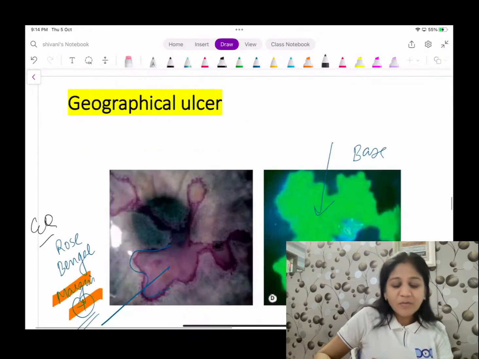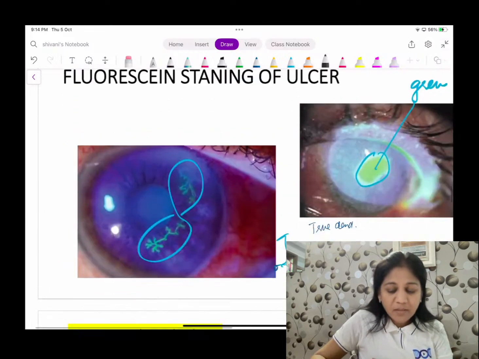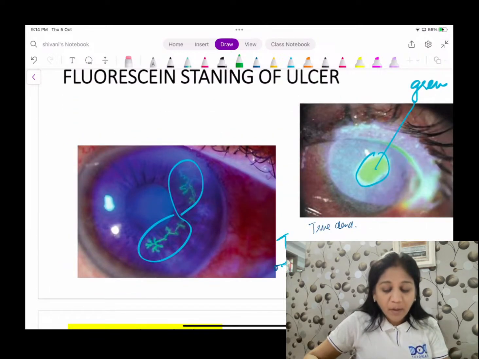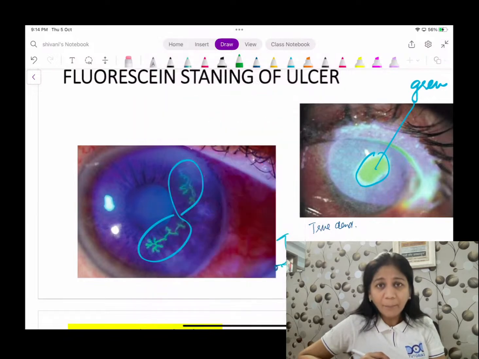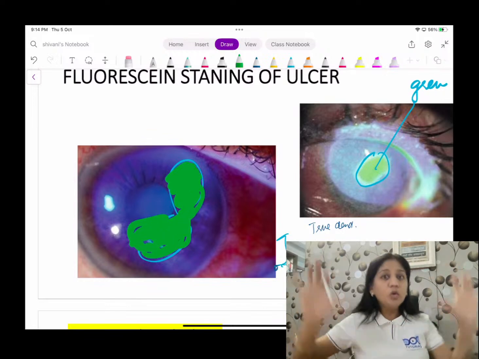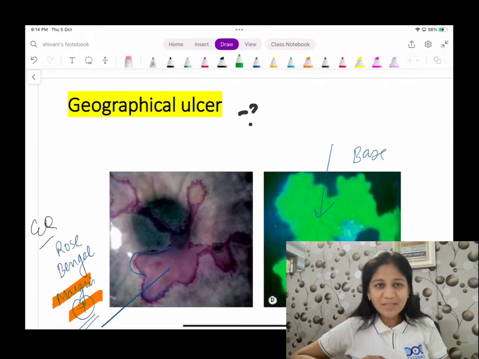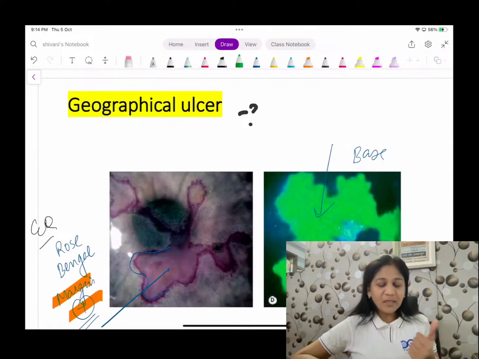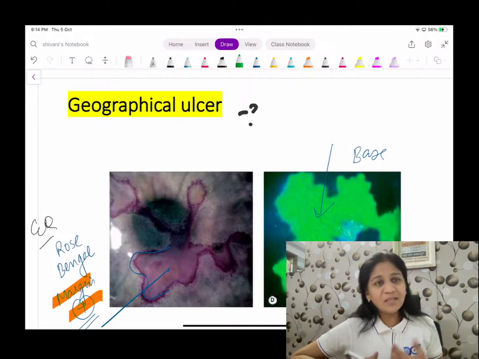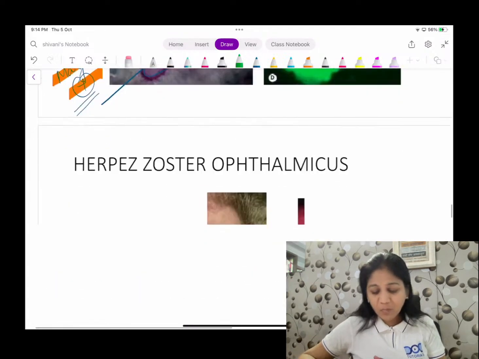Now what about this geographical ulcer? What is a geographical ulcer? If you happen to give steroids in this case, what will happen? All these dendrites will join each other and lead to a very big, huge ulcer, and this is going to be a geographical ulcer. I hope this is clear to everyone. A geographical ulcer will result when you give steroids in case of a dendritic ulcer. Alright guys, remember it's a very important question.